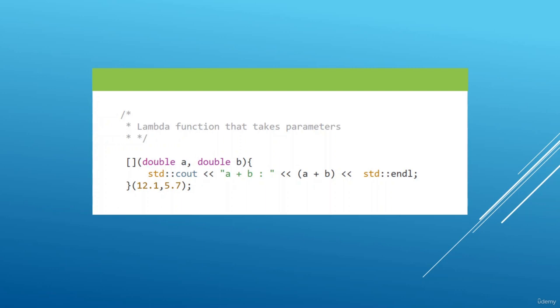Here is a simple example that takes parameters. This is a lambda function because it follows the syntax for lambda functions. We have our capture list, we have our parameter list, we have our curly braces, and the body is going to live inside these guys. And we are calling this lambda function directly with this parameter list. The lambda function is going to take two parameters of double type. We're going to print out the sum of these two numbers, and we are going to call this lambda function directly. Notice that we are passing in our arguments as double literals. Okay, this is how you can set up a lambda function that takes parameters and call it directly.